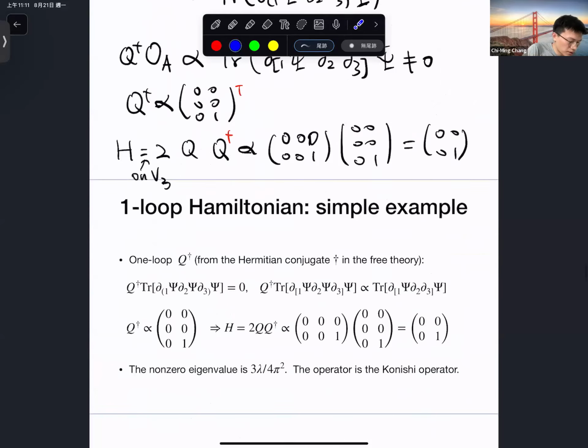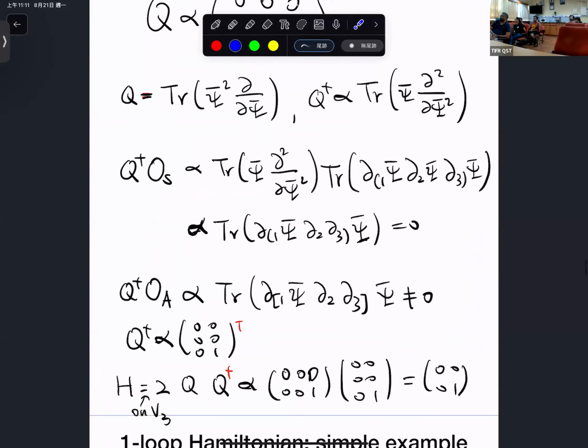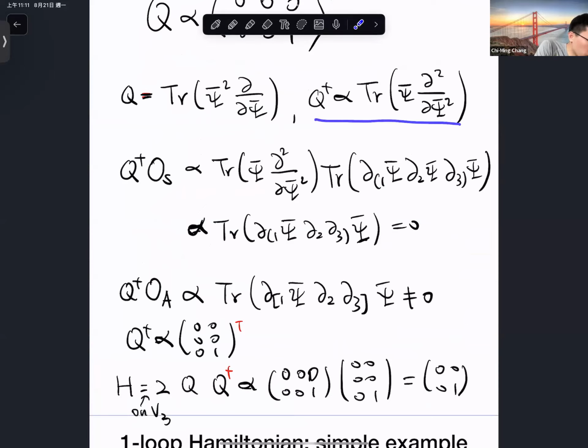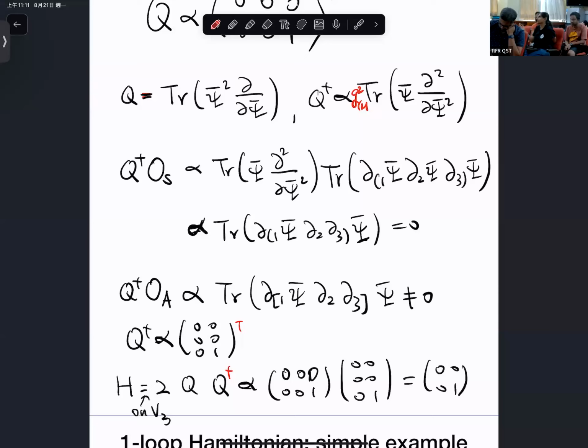The Q dagger that you use, is it just one loop or the full non-perturbative? This is only one loop. To be more precise, there's a Yang-Mills coupling in front of it. So Q dagger on OS equal to 0 is just a one loop statement. OS can become non-BPS at higher loops. You can say that it's just one loop BPS.